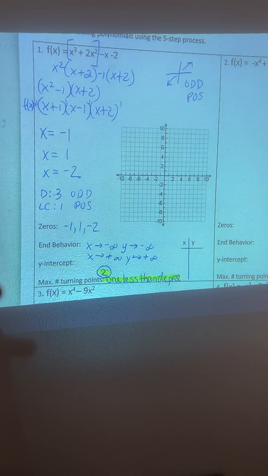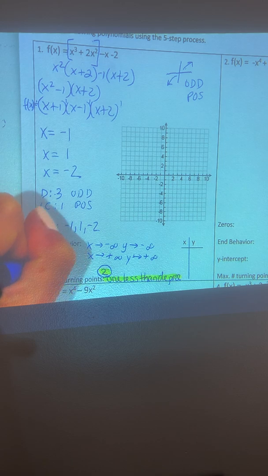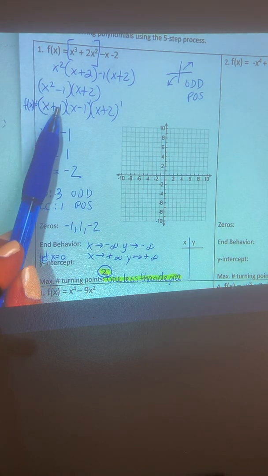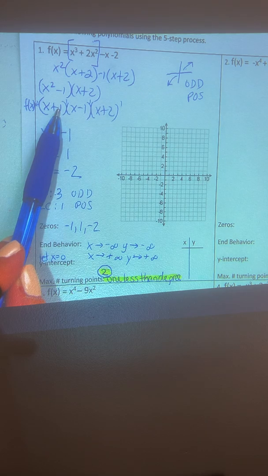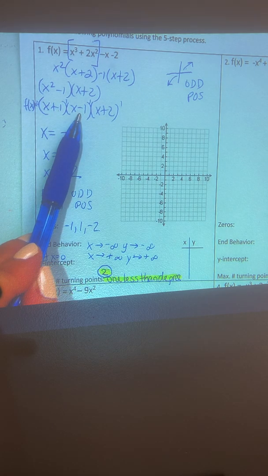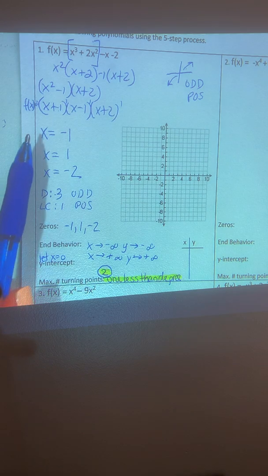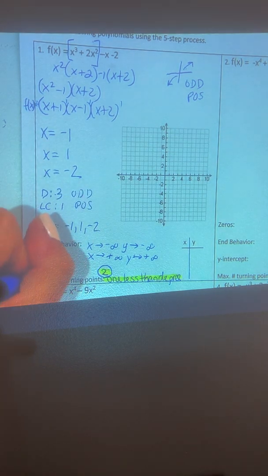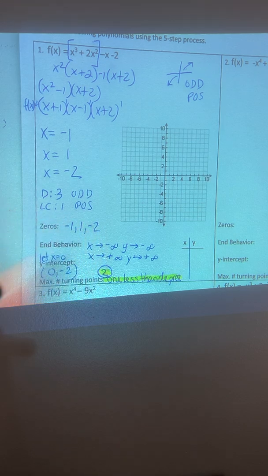All right, y-intercept. What's the definition of y-intercept? Back to basics. Let x equal 0. So people, let x equal 0. What do we got? 1 times -1 times 2. So that's -1 times 2 is -2. So the y-intercept is 0, -2.